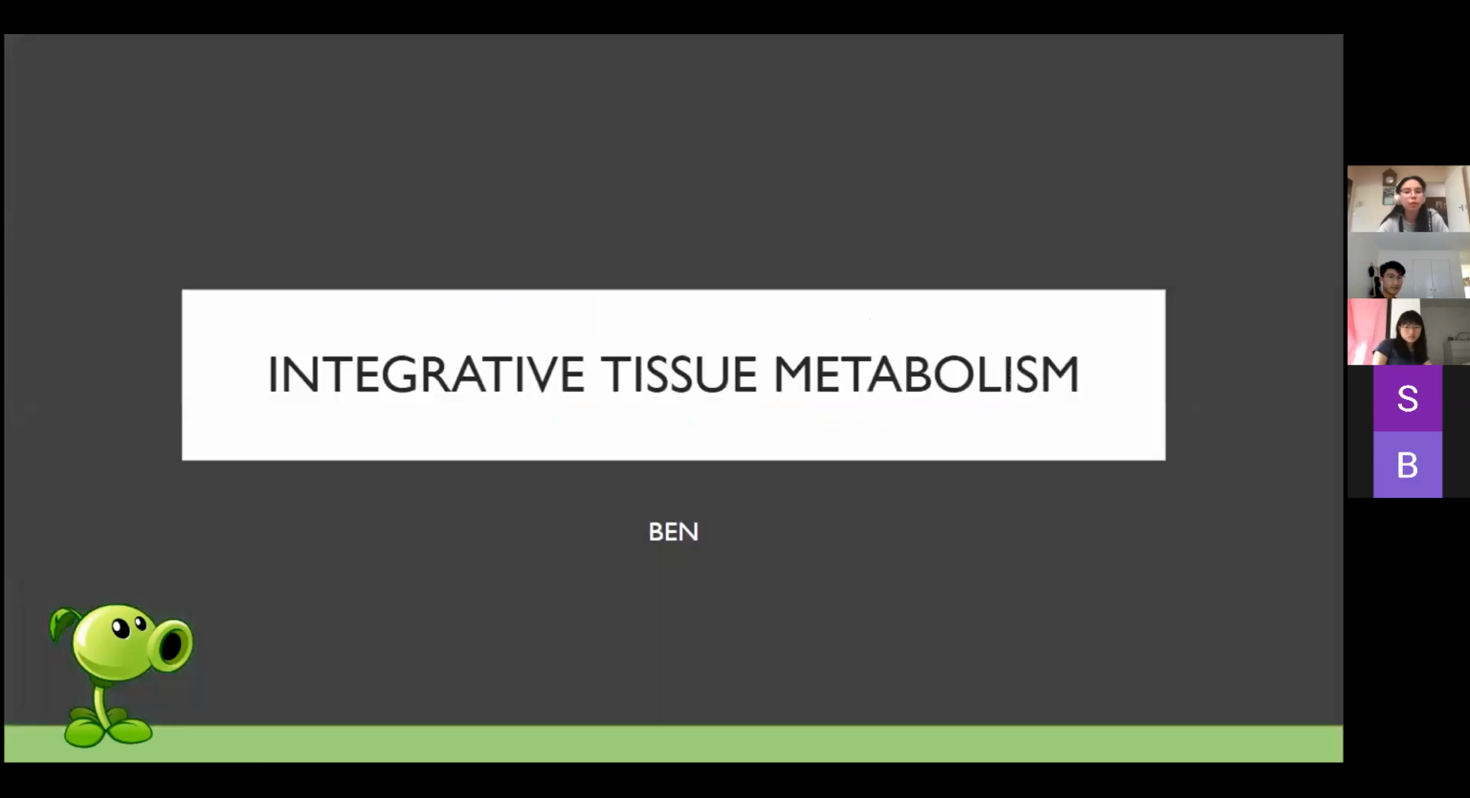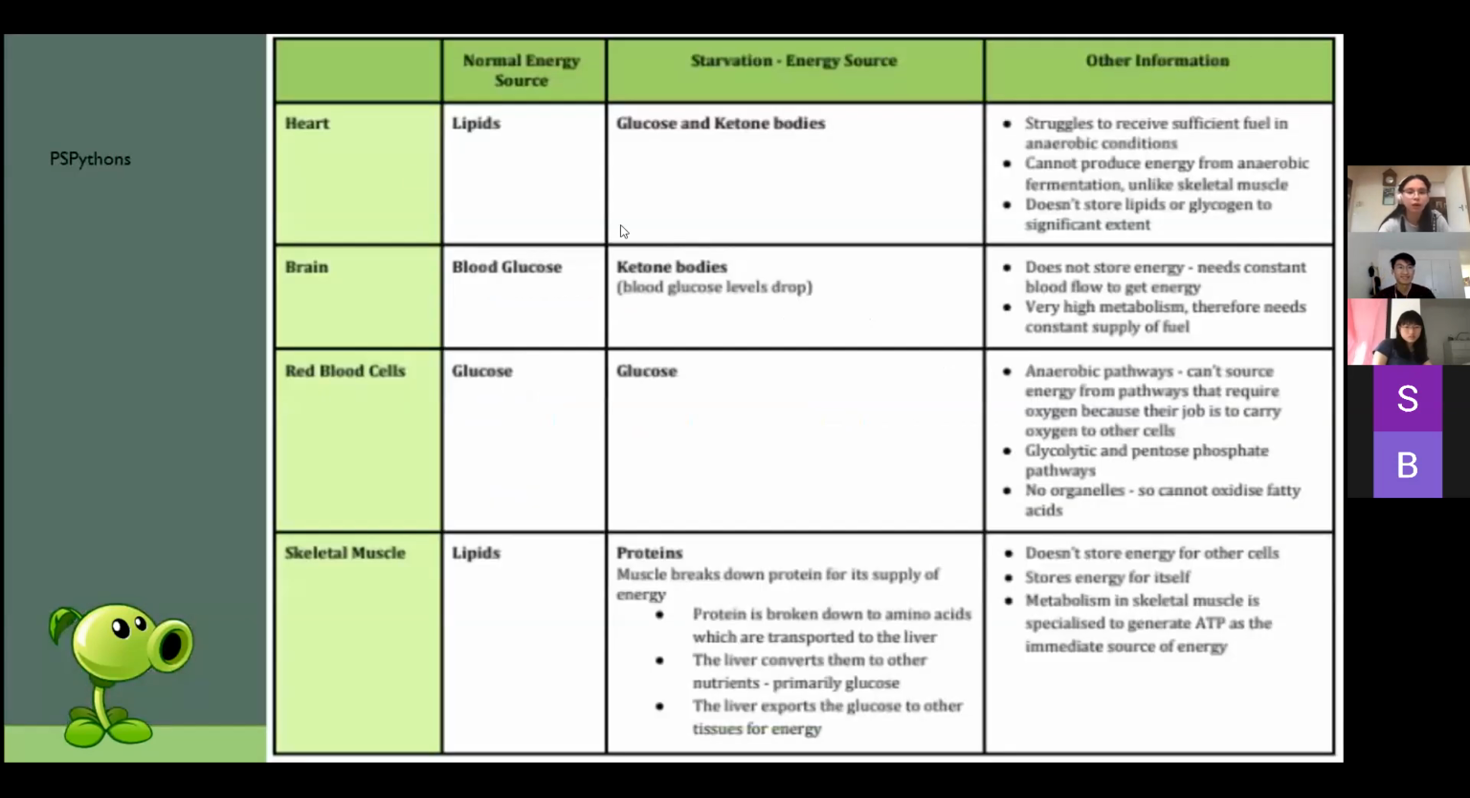I didn't make this slide, but whatever. Anyway, good one, Nikita. Did you just copy this table from PSP last year? That was pretty good though.